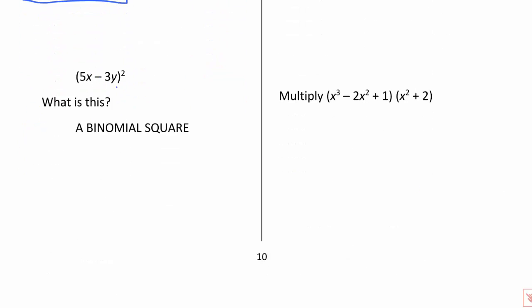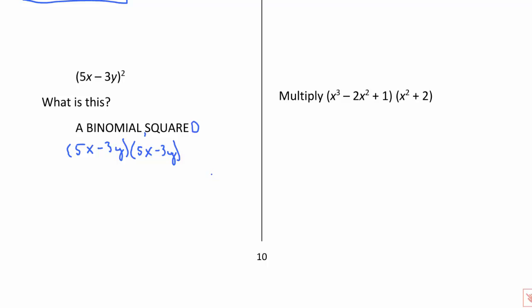Now, let's look at 5x minus 3y squared. The question is what is this? Well, it's a binomial squared. If we look at this, this actually means 5x minus 3y times 5x minus 3y, because the base is 5x minus 3y, and the exponent says how many times we multiply them together. Then we FOIL or distribute just like we did before, or you use the box method.